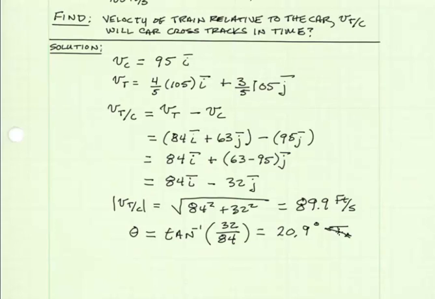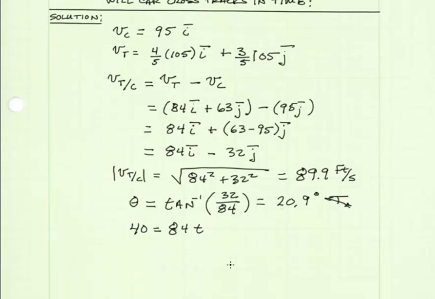If we look in the x direction, we've got to figure out how much time it's going to take in the x direction for the train to get to the car. It's got 40 meters that it has to travel, and in the x direction, its velocity is 84 feet per second times the time. It's a constant velocity, so there's no acceleration. The time then is equal to 0.476 seconds, so it's not very much time.